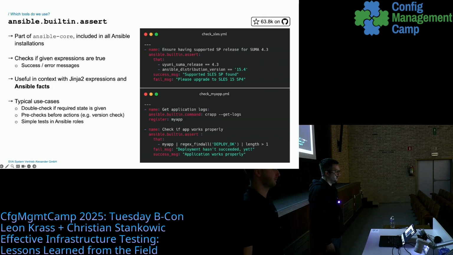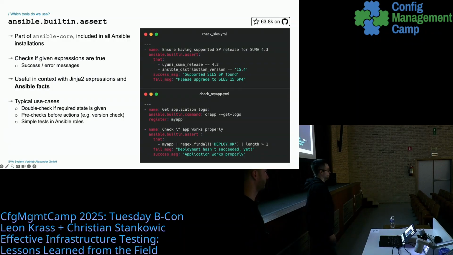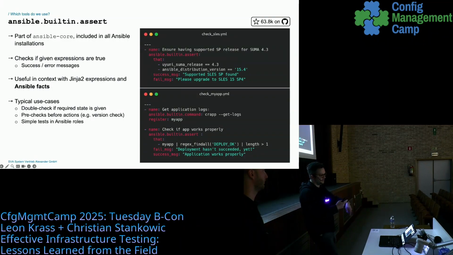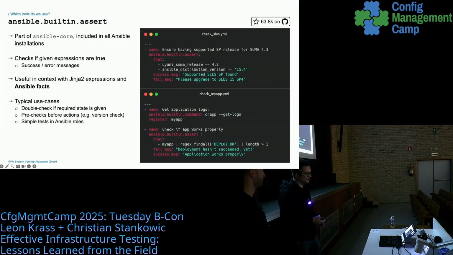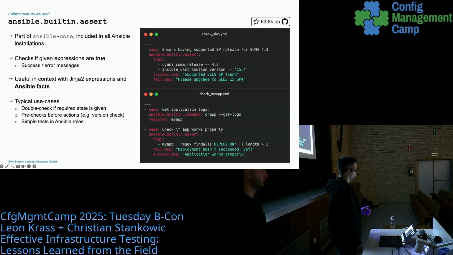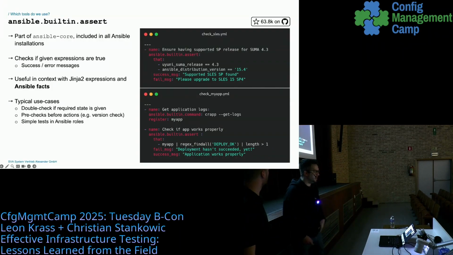And typical use cases include things like, let's say you want to double check whether a required state is given. So let's assume you deploy a 3-tier application, so you're running database installation, front-end installation, load balancer, you name it, and you want to ensure, by double checking, that the application is working properly before you roll out the changes to your production load balancer. So that would be a great use case, because you have a playbook where you deploy all those changes, and afterwards you can simply do another check for that.